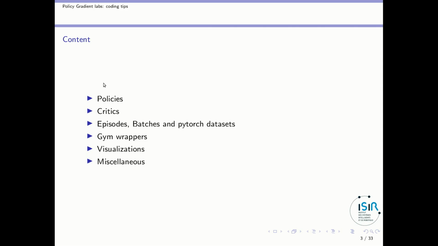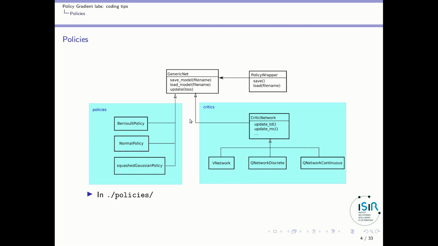So about the content, I will tell you about policies, I will tell you about critics, I will explain to you how you can represent the data with episodes and batches or with PyTorch datasets. I will provide you explanation about the gym wrappers, the general idea of gym wrappers and the specific gym wrappers I coded for those labs. I will tell you about the kind of value visualization that you can obtain with these labs, and then a few general classes, among which the argument part. So let's start with policies.